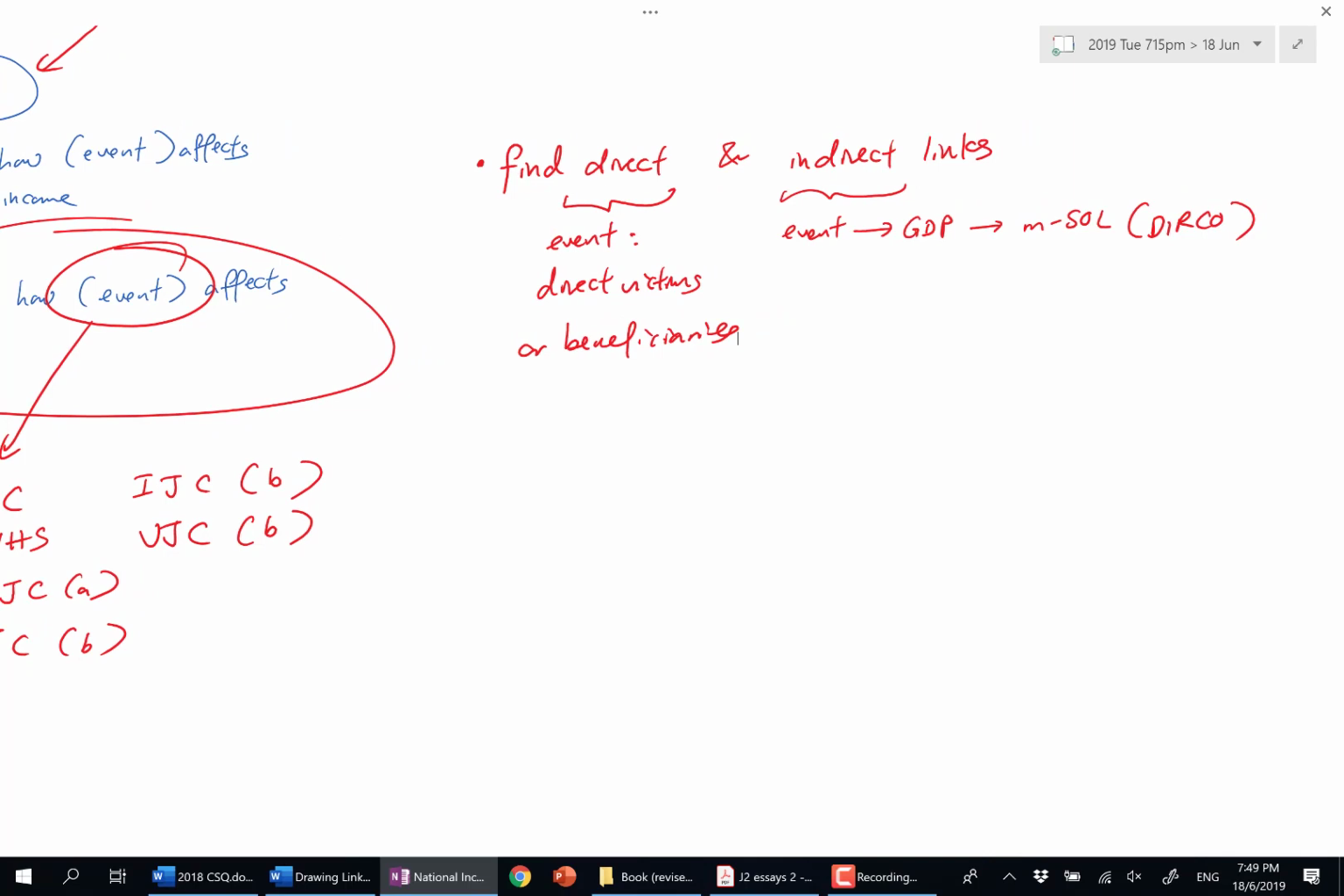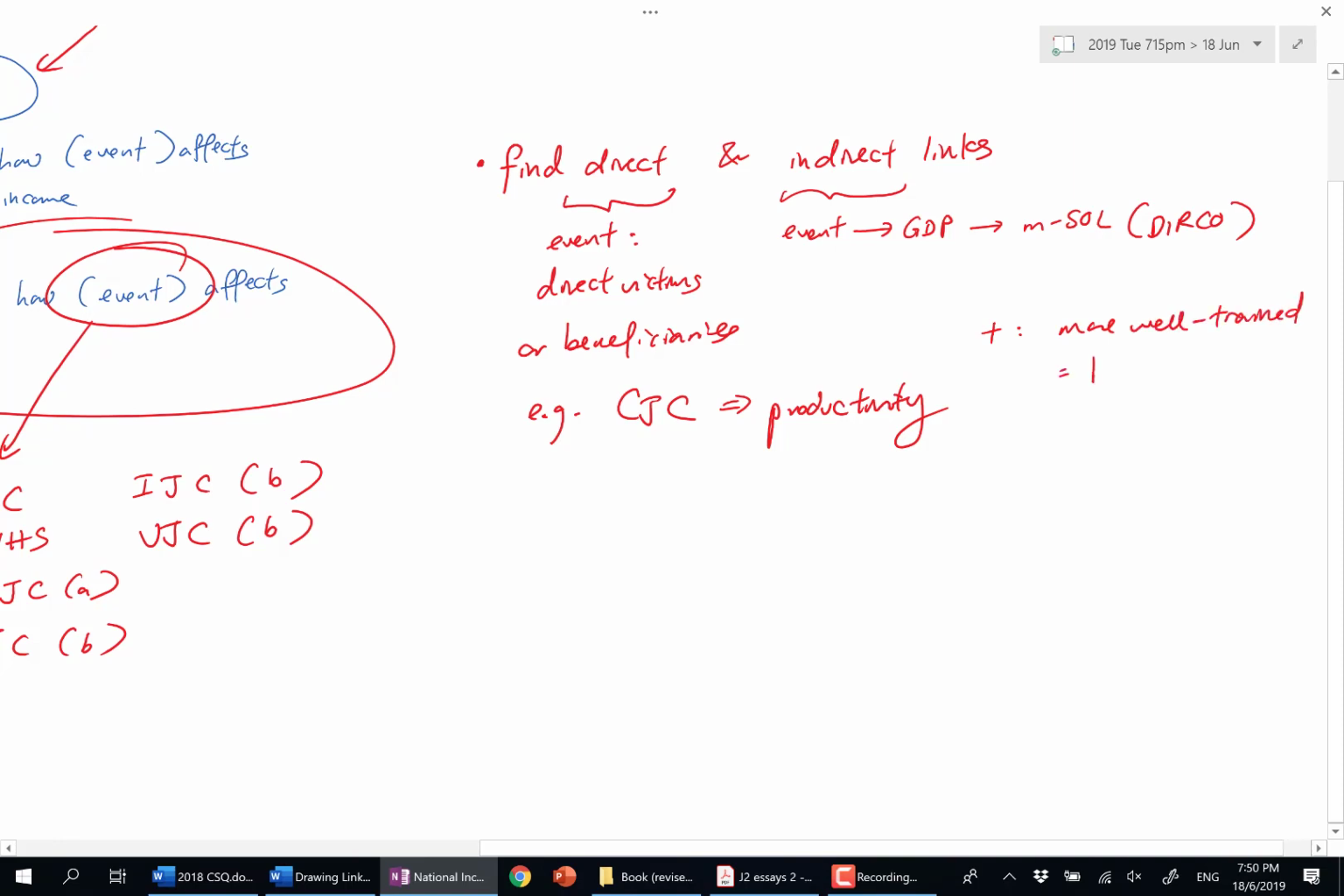So, this requires you to find direct victims, direct beneficiaries. Like if the question is about productivity, you've covered the productivity campaign over here, correct? So who are the direct beneficiaries? Those who are more well-trained. After this campaign, you're more well-trained, you get higher wages, good for you.